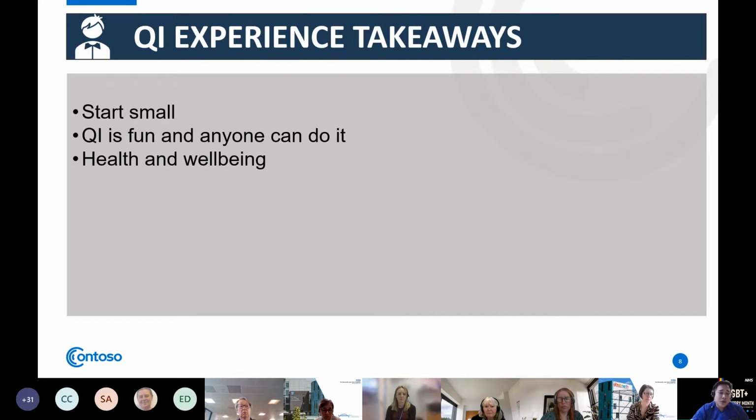Second would be QI is fun and anyone can do it. When I did this QI initiative, I was a band 5 back then. For me, I felt like I was nobody, just this small stone in the corner. But if I put that small stone analogy to this QI experience, I was the small stone at the tip of the Swiss Alps that loosened up and caused an avalanche. You'll be surprised at the effects of it.